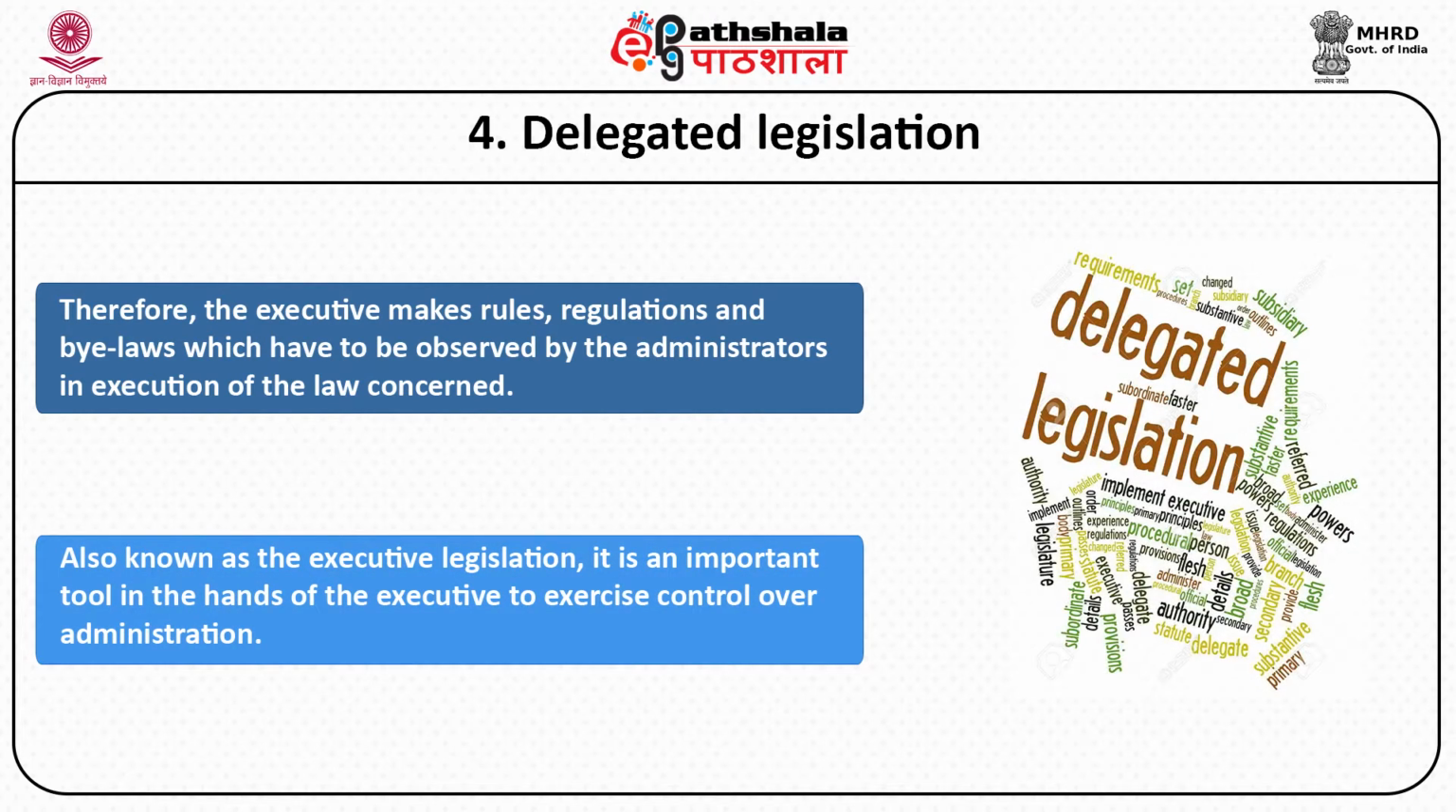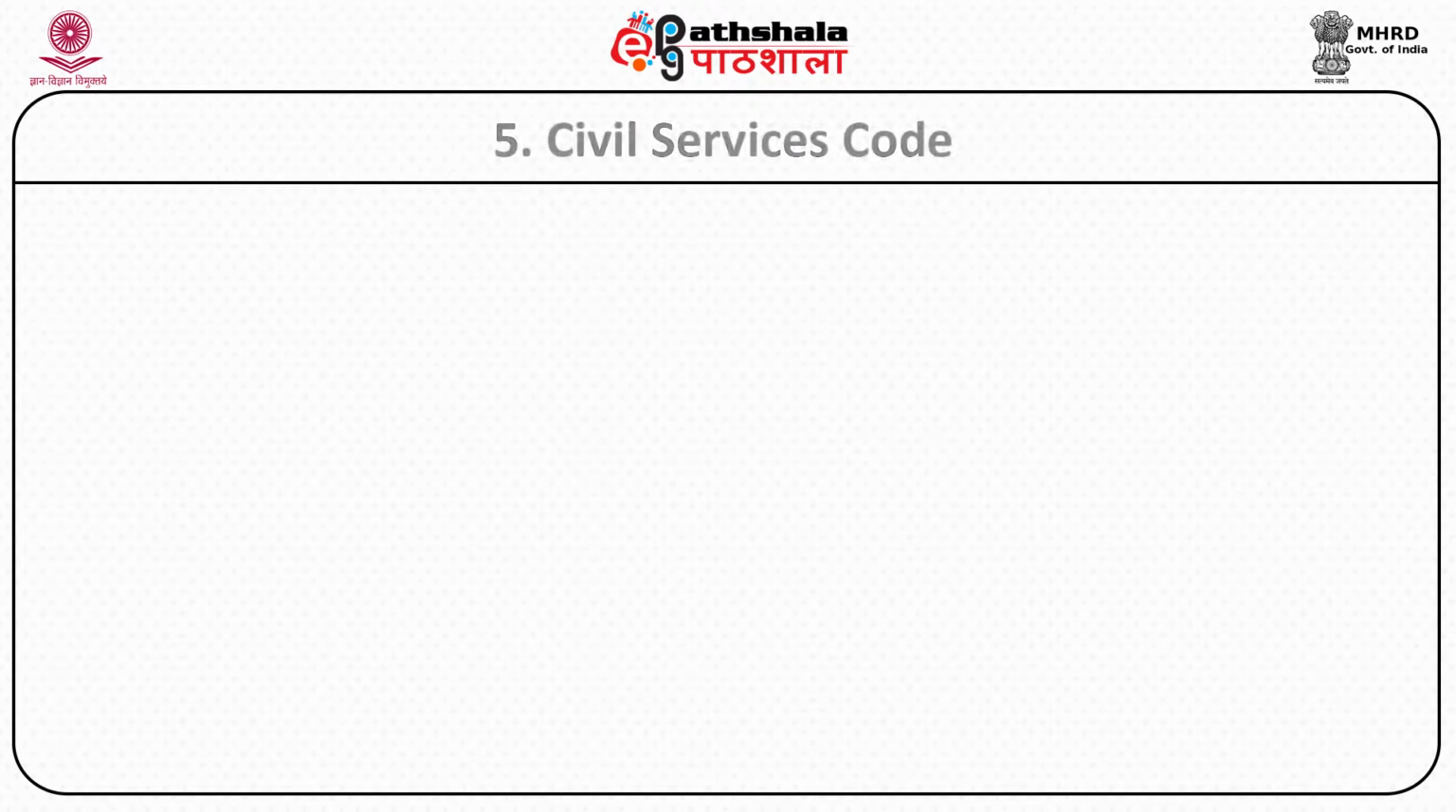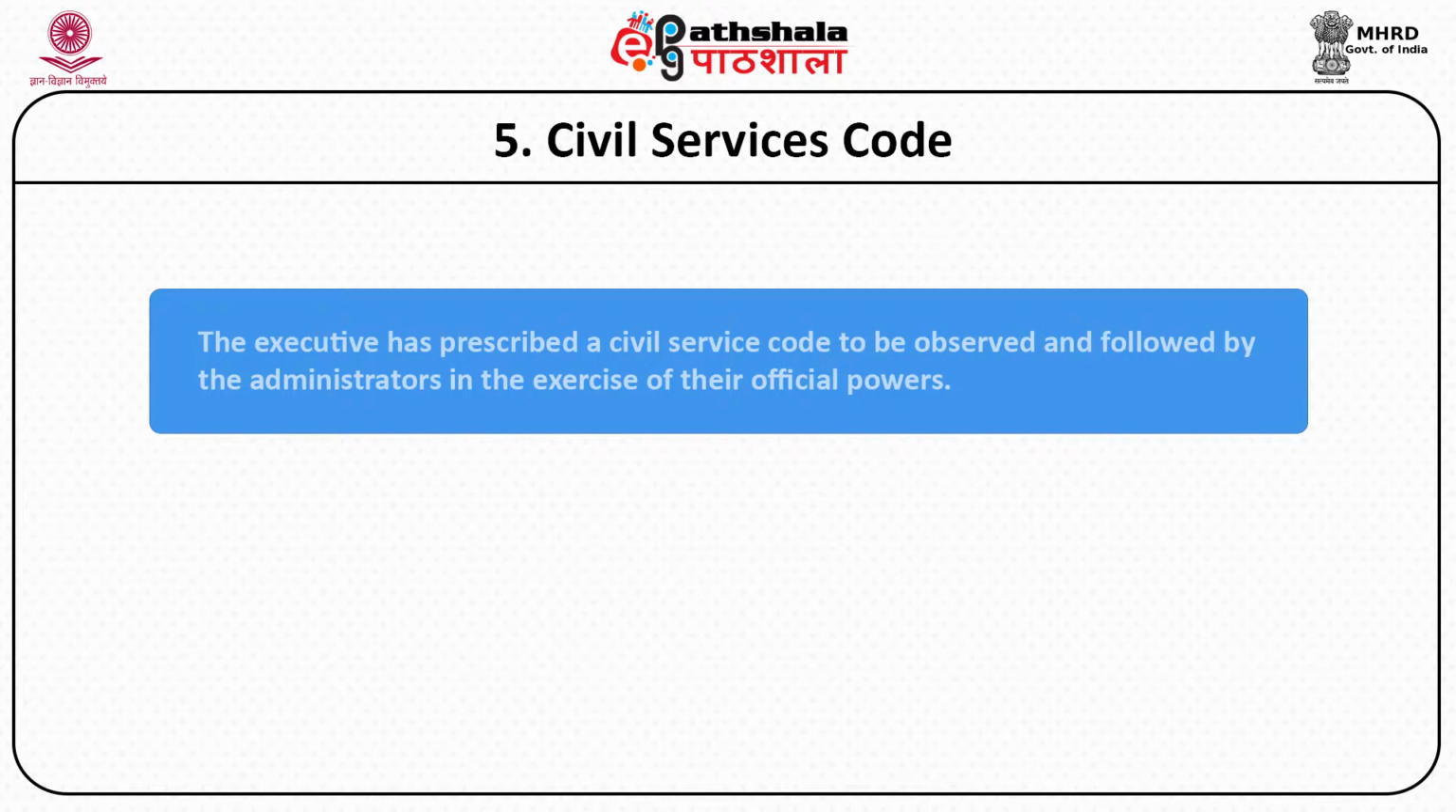Then another mode of exercising control is through ordinances. The Constitution of India authorizes the President to promulgate ordinances during the recess of the Parliament to make the situation demanding immediate action. An ordinance is as authoritative as powerful as an act of Parliament, and hence governs the functioning of the administration. Another mode of exercising control is through civil service code.